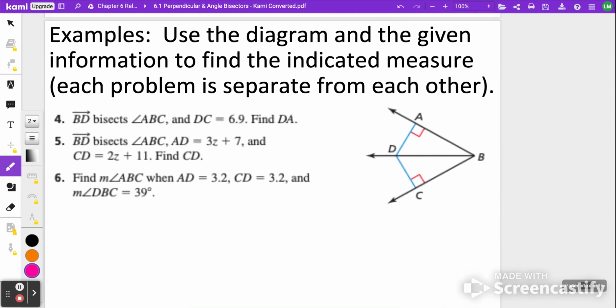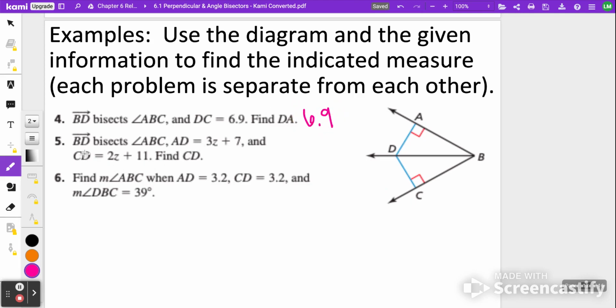We're going to try this question next, and it says, use the diagram and the given information to find the indicated measure. Each problem is separate from one another. So 4, 5, and 6 are all separate. Number 4, let's start with that. BD bisects ABC, and DC is equal to 6.9. So I'm just going to write some information here. So if DC is 6.9, then DA also should be 6.9, because if I'm bisecting, that means this matches with this. Okay, let's clear out and talk about number 5.